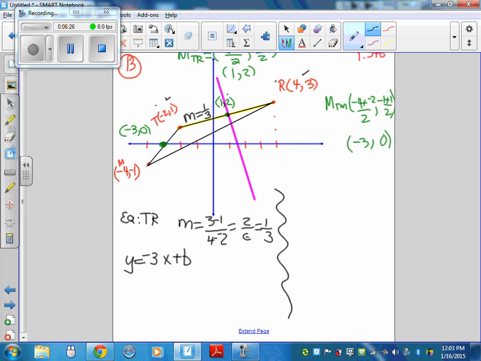Wait, where's... So I'm finding the equation, you guys, of this pink line here. So this is going to be the pink line, and so it's going to be the equation of the perpendicular bisector. Does that make sense? I'm going to do the pink one, the one that's not on the drawing.